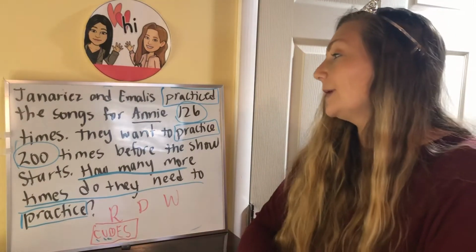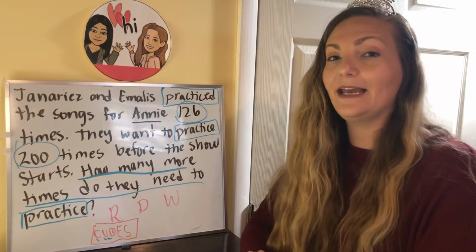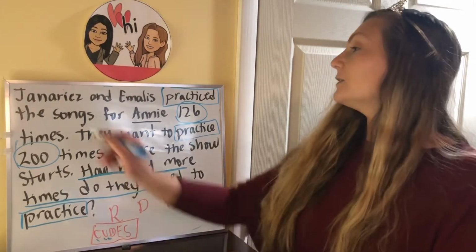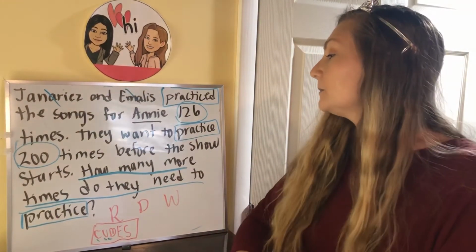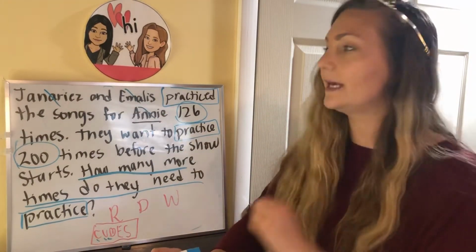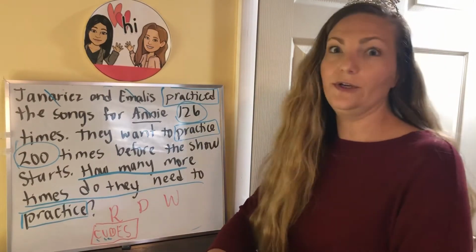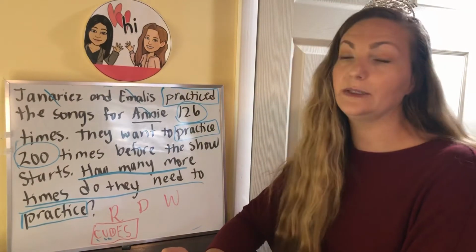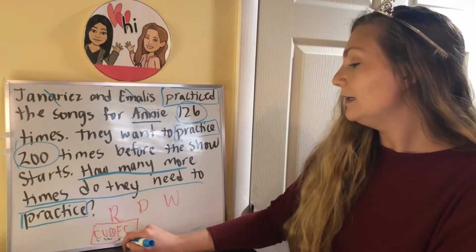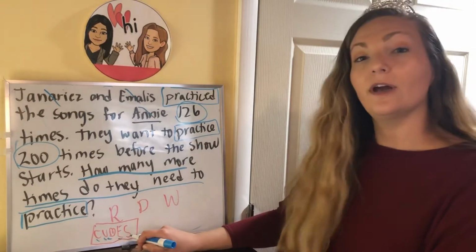E stands for evaluate and eliminate. What can we get rid of here? So we could cross off our friends' names. We could cross off the name of the play. Maybe they're doing a different play. Maybe they're practicing for Toy Story. Maybe they're practicing for a Frozen play. It doesn't have to be Annie. Okay? And now we're going to move on to showing our work and checking it.